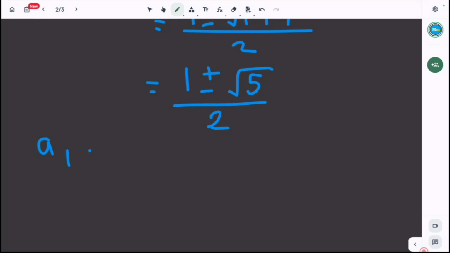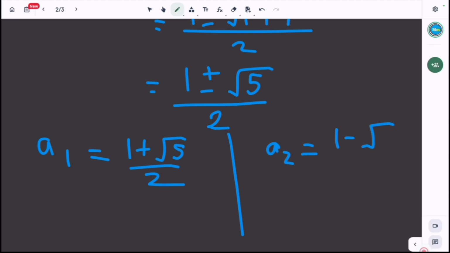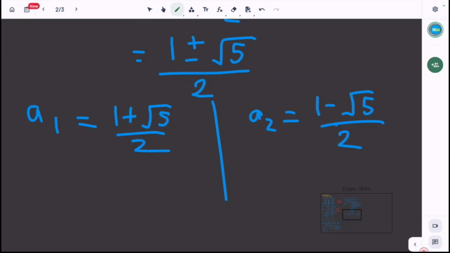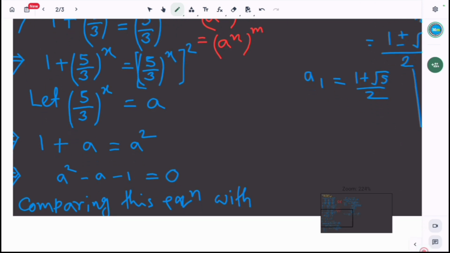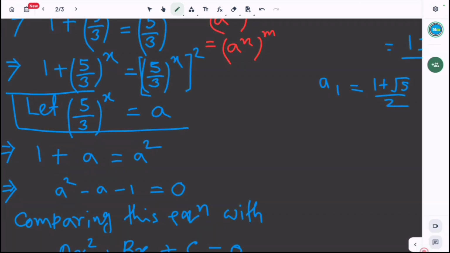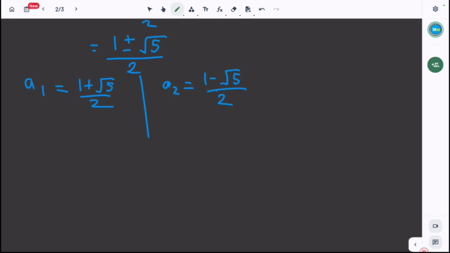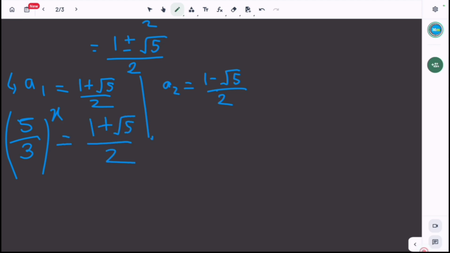a1 equals (1 plus root 5) by 2. a2 equals (1 minus root 5) by 2. Okay then, we have let that (5 by 3) whole to the power x equals a. So putting that value here, (5 by 3) whole to the power x equals (1 plus root 5) by 2.